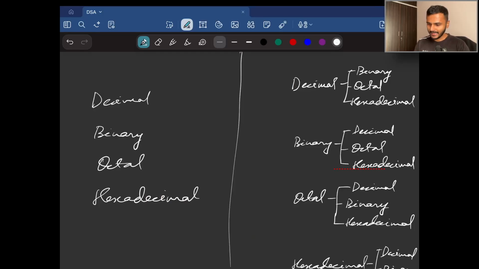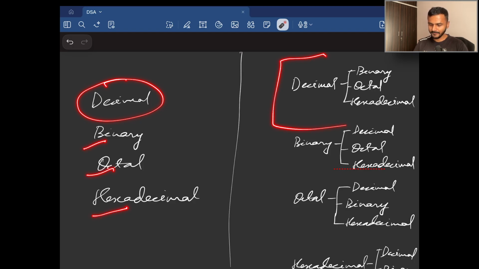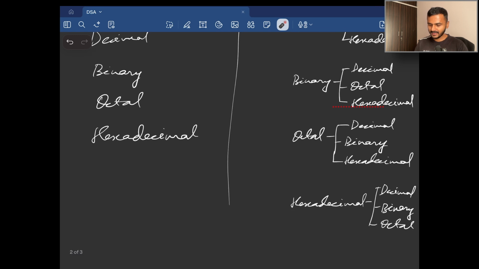So as we know, in total, we have got four different number systems: decimal, binary, octal, and hexadecimal, which means we get a total of 12 combinations. Because decimal can be converted to binary, octal, and hexadecimal, which is written here. Similarly, binary can be converted to the remaining three, octal can be converted to the remaining three, and lastly, hexadecimal can be converted to the remaining three.